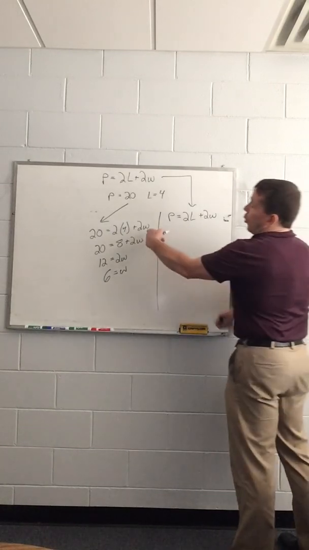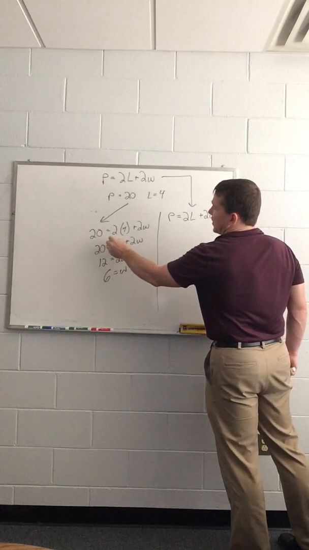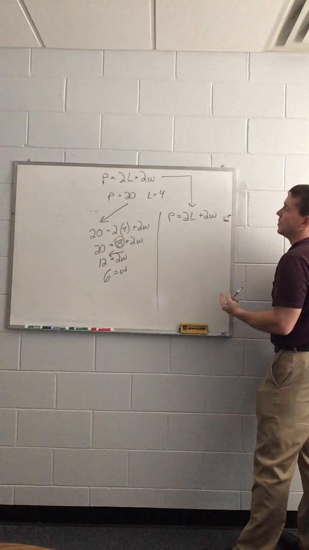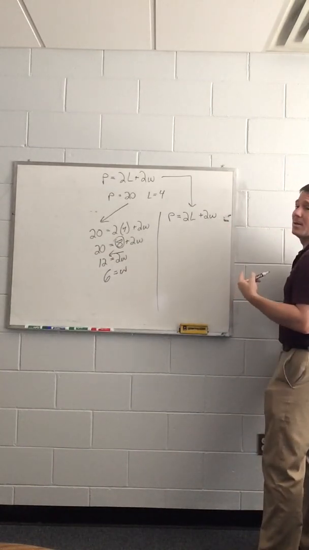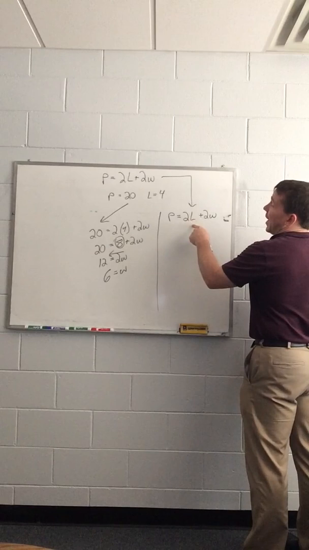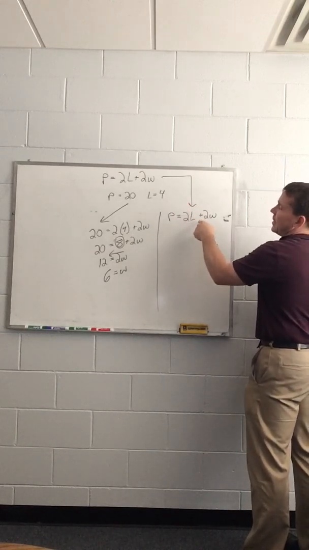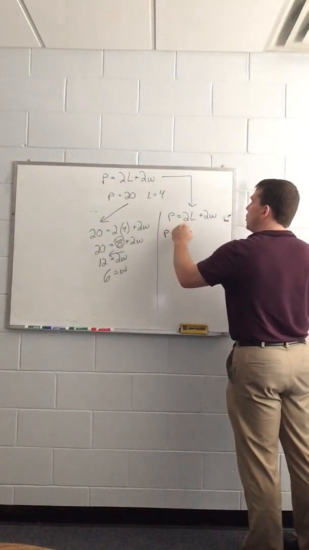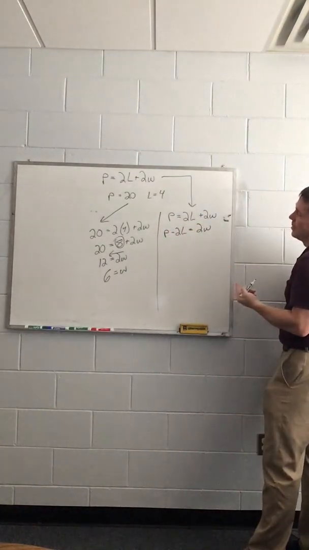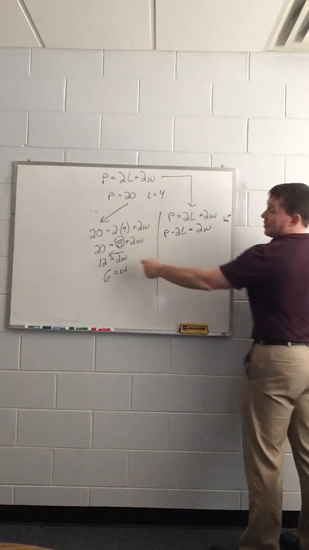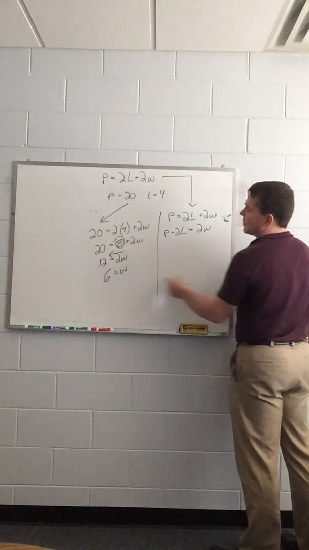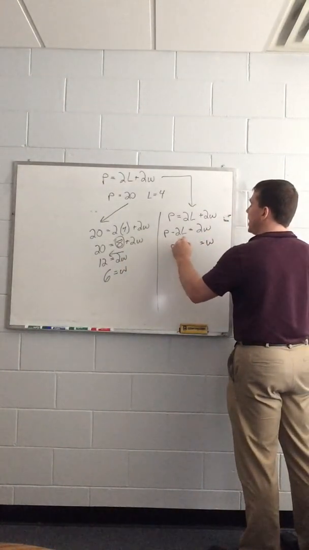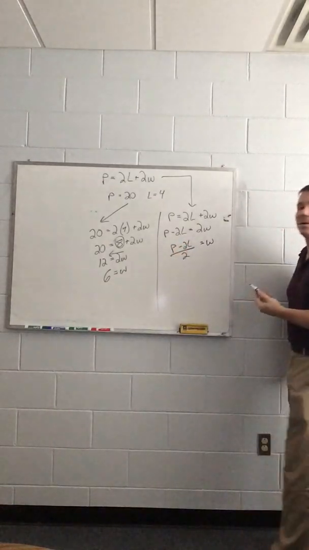Meaning, over here to solve for W, I got this constant, 2 times 4. I subtracted it to the left, and then I divide by the coefficient of W. If I want to solve for W, do the same thing here. This 2L is just a constant once I plug L in, so subtract it over to the left, and I'll get P minus 2L equals 2W. Now if I want to get the W by itself, over here I divided by the coefficient of W, do the same here, divide by the 2. And you get W equals P minus 2L over 2.